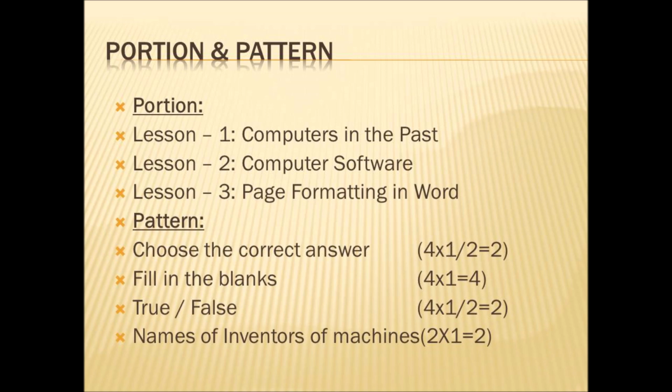Then at last, names of inventors of machines. It will be given in the first lesson. You should read from the first lesson. I will give 2 in this Roman number and each one carries 1 mark, totally 2 marks for this Roman number. Totally you are going to write for 10 marks.